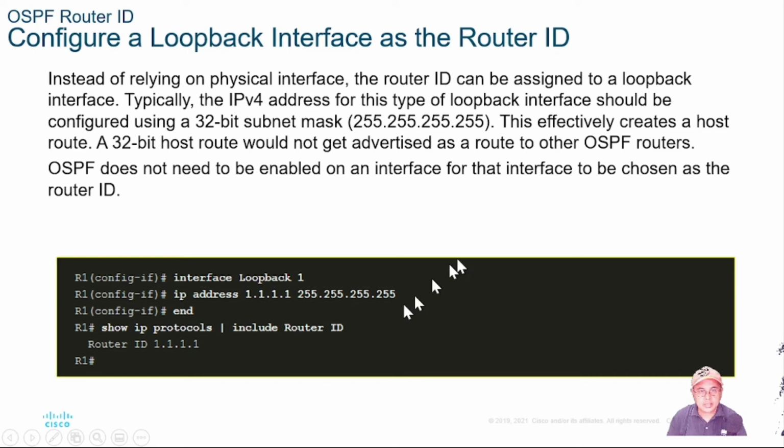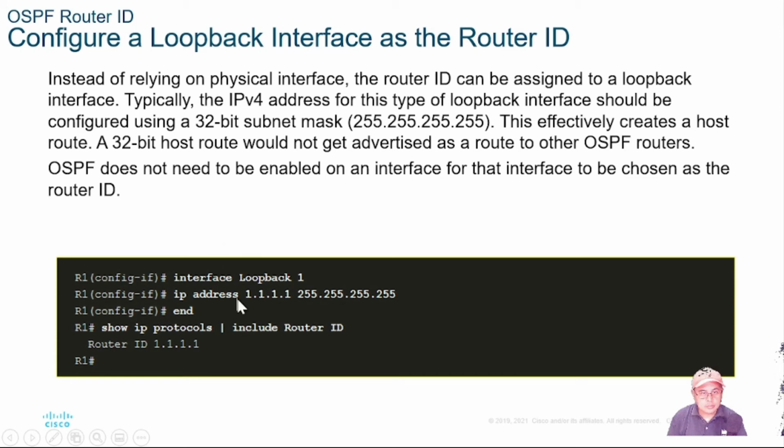And the host route will not get advertised as a route to OSPF routers. So it will not get advertised if we use this subnet mask, a 32-bit subnet mask. All right, so this is the configuration.